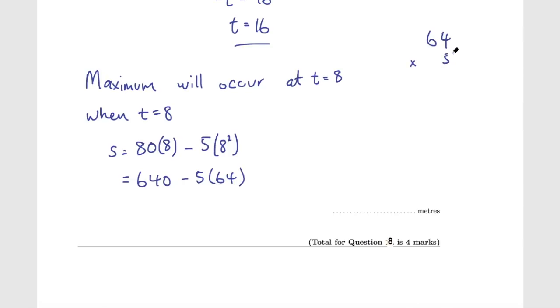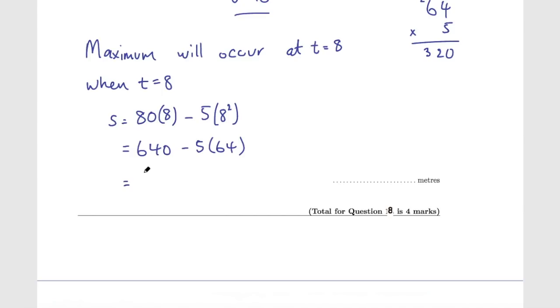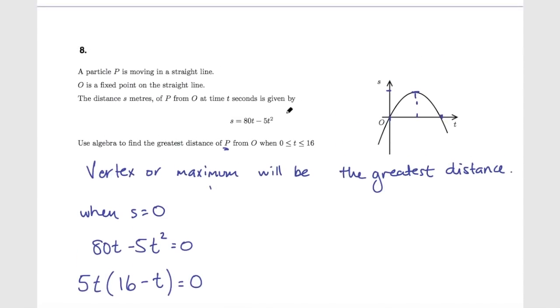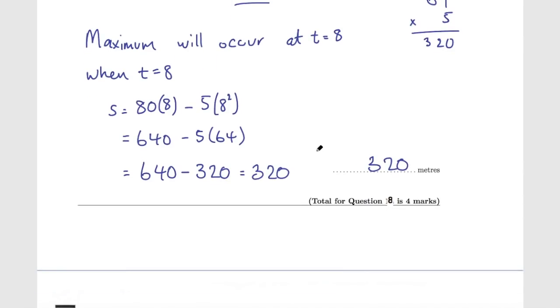64 times 5, that's 20. Carry the 2. 6 times 5 is 30. Plus 2, that's 32. So 64 times 5 is 320. So we end up with 640 minus 320, which will equal 320. So the greatest distance of P from O will be 320 meters.